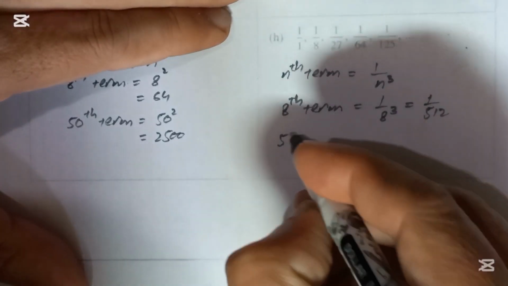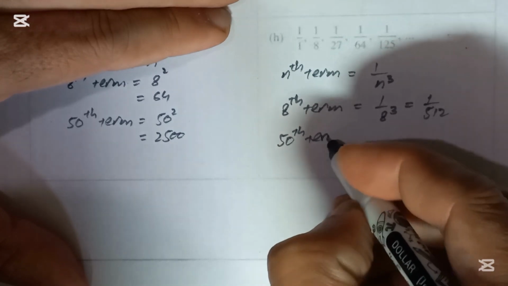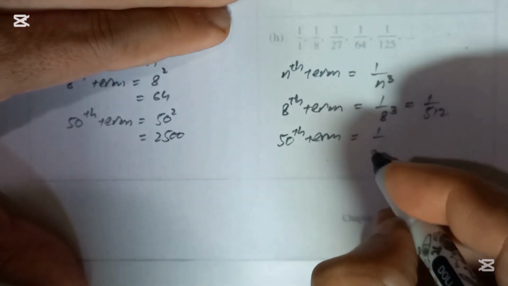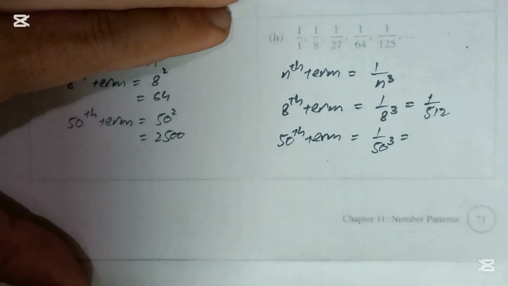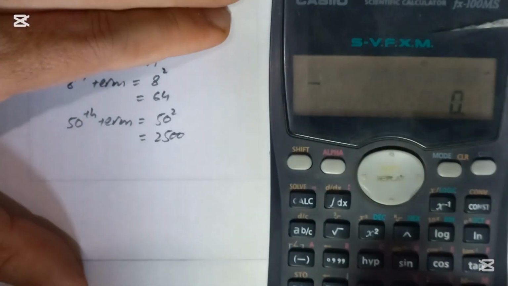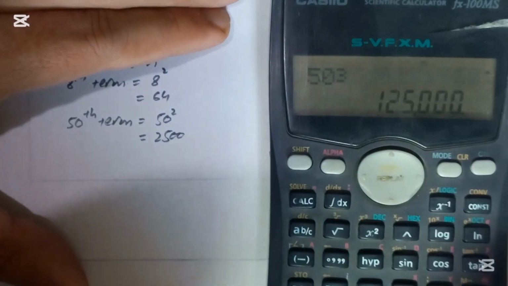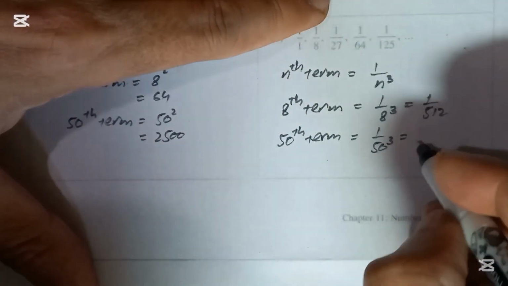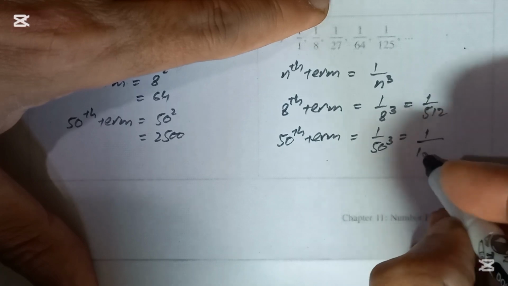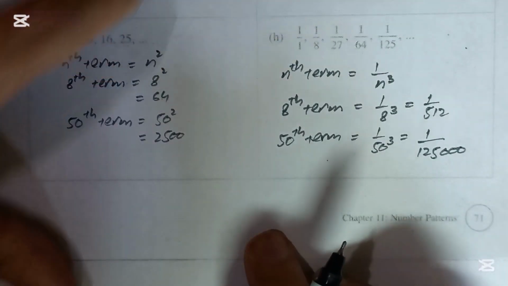Next requirement is the 50th term. So we will put 50 in place of n. So 1 by 50 cube will be equal to 50 cube, that is 125,000. So 1 over 125,000 is the 50th term.